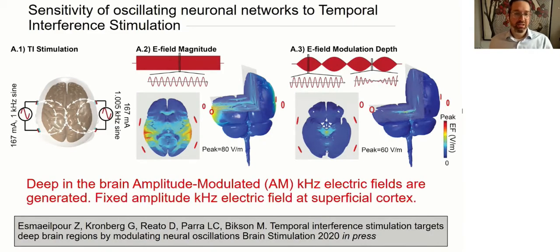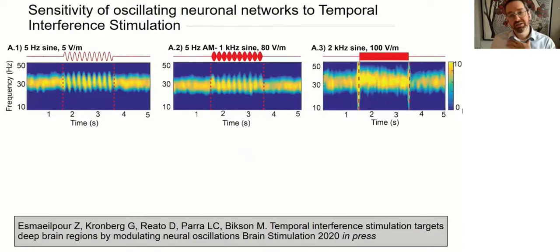And so with temporal interference stimulation, it's not that no current is produced in the superficial brain. It's that in the superficial brain, the kilohertz is unmodulated, and deep in the brain, it is modulated. And it's this difference that has to underpin the ability to selectively stimulate the tissue only deep in the brain while sparing the superficial cortex. So this is something we looked at.